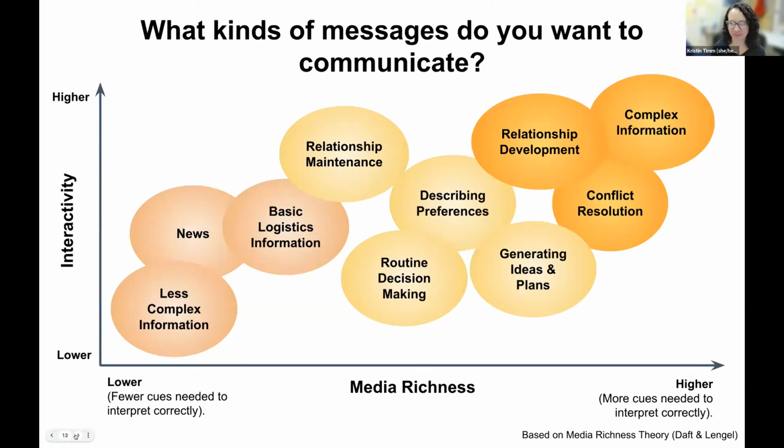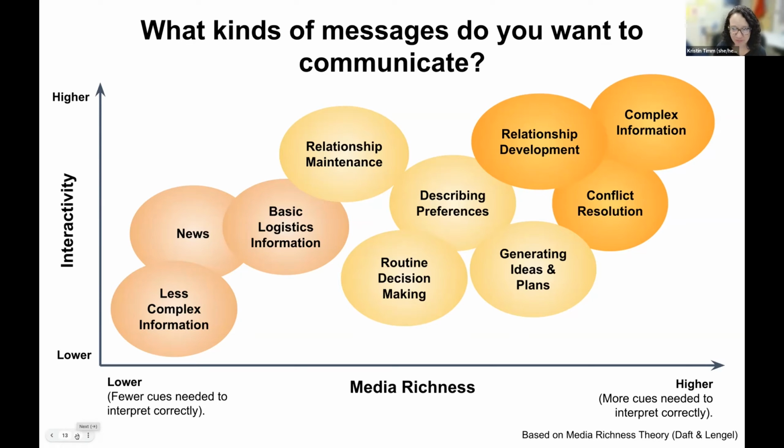Next slide. And then we also want to think about what kinds of messages you want to communicate when you're thinking about which platform to choose. We know that more complex types of communication, for example, those in the upper right-hand corner here, like relationship development or conflict resolution, require more focused interaction and more back and forth. So it's higher in interactivity. It also requires a higher media richness. In order to have more productive communication on these kinds of things, we need more cues in order to interpret what people are saying more accurately.